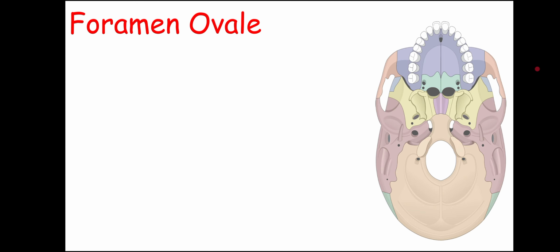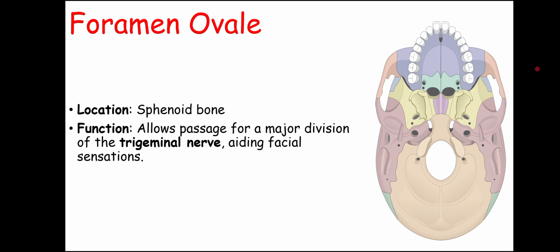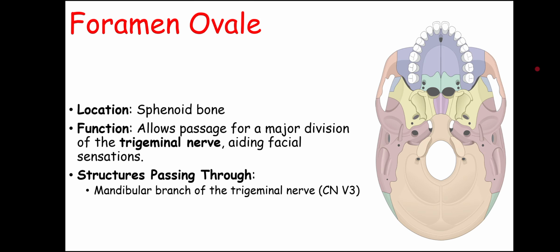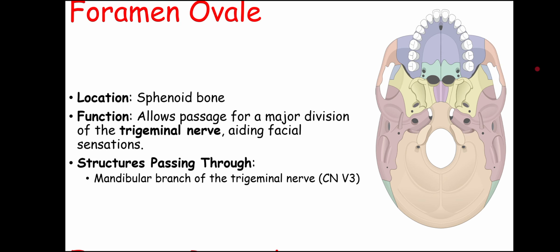Next foramen is foramen ovale. Location: sphenoid bone. Function: it allows passage for a major division of the trigeminal nerve aiding facial sensation. Structure passing through foramen ovale is the mandibular branch of the trigeminal nerve.